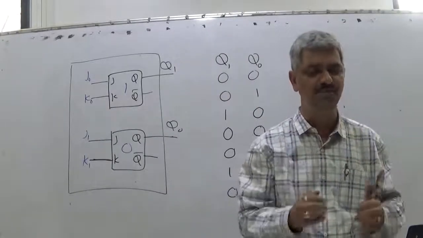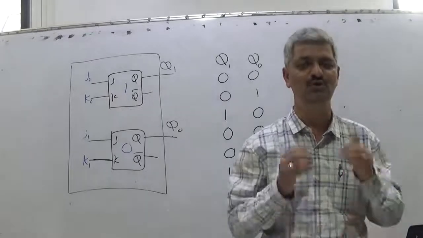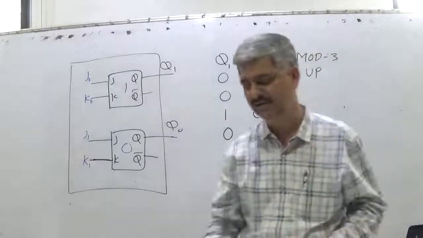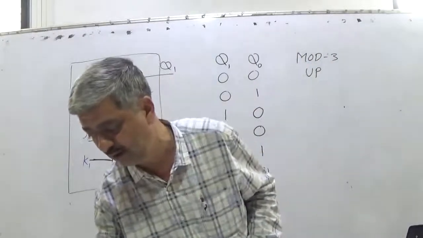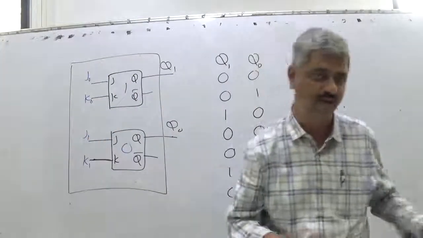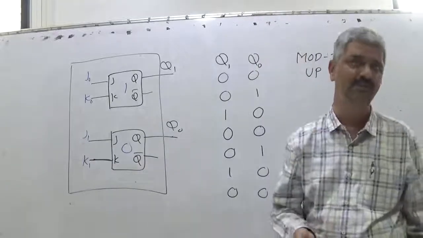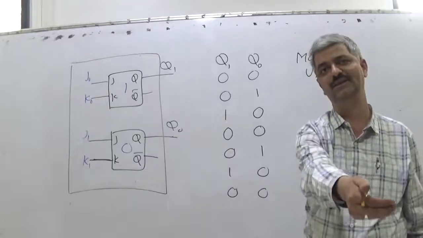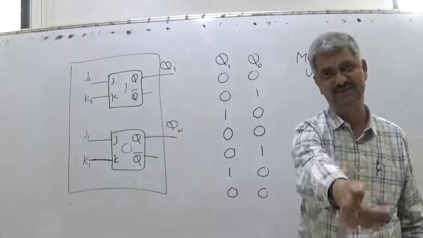Deciding what should be J0, K0, J1 and K1. Once we are able to decide that, the design of the counter is as good as over. I think everybody should attempt. We should take a break, and immediately after 2 minutes you can go to the next video session. Thank you.